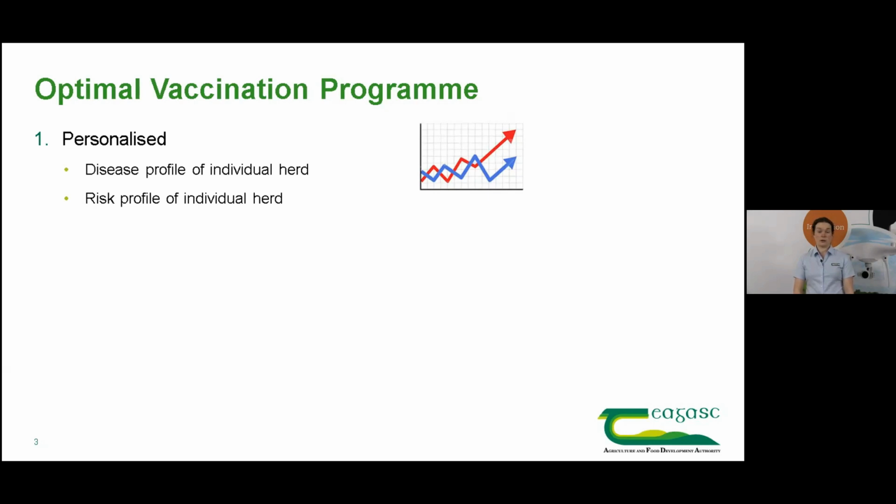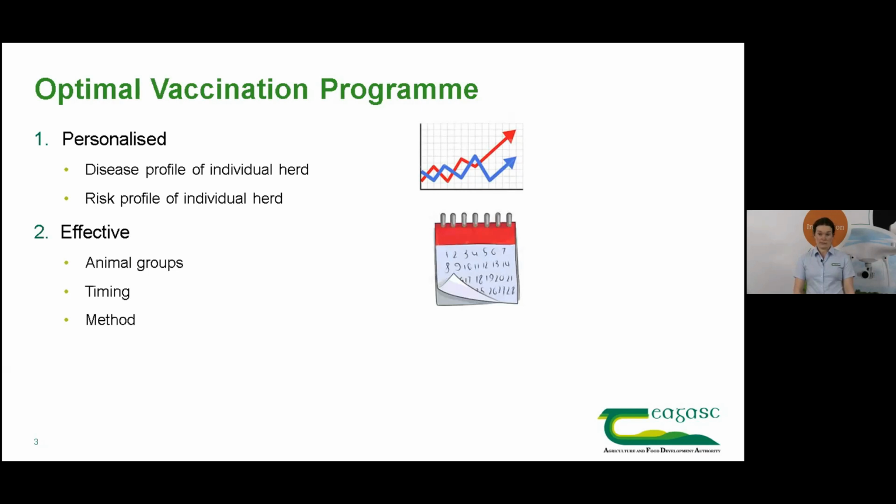Then they'll look at the risk profile of your herd. So apart from diseases that are already present, what diseases are a risk to be brought in from the outside? So this will vary depending on the number of animals that you purchase per year and how risky those purchases are.